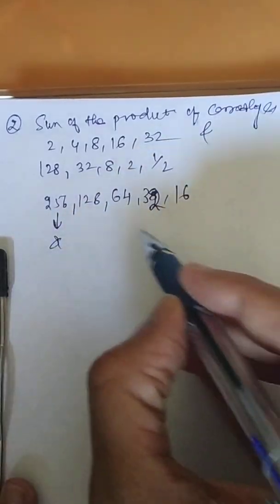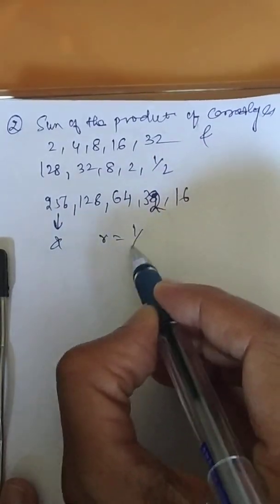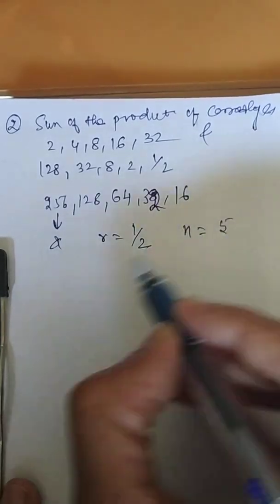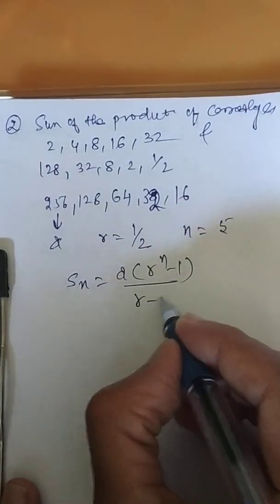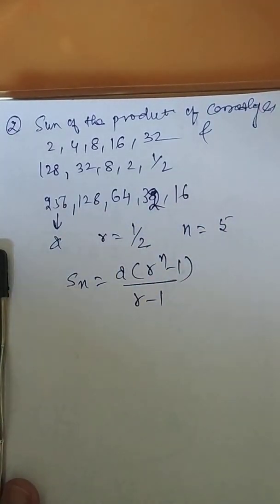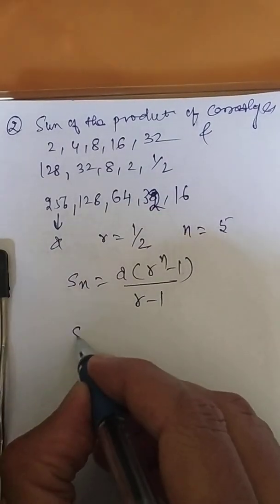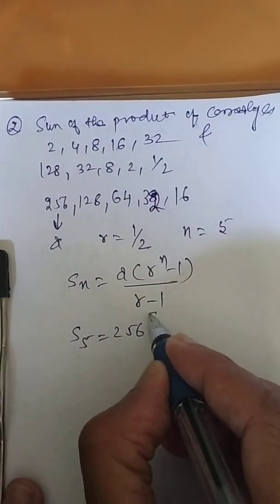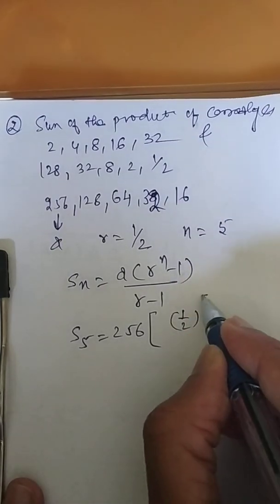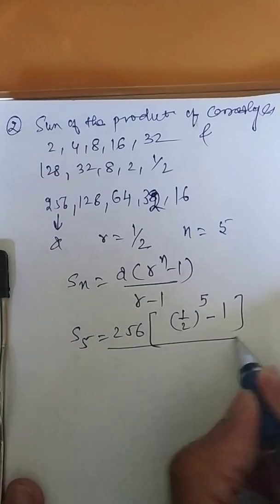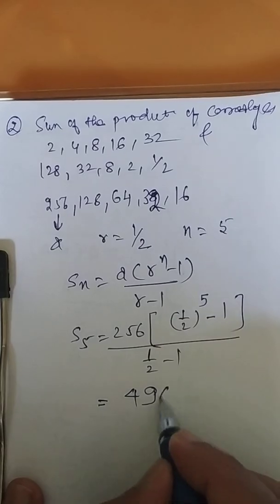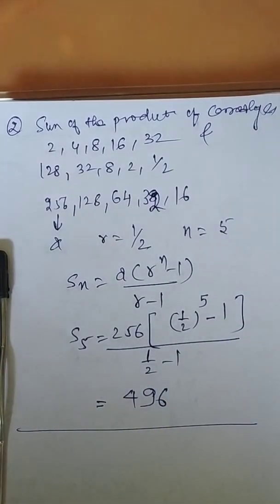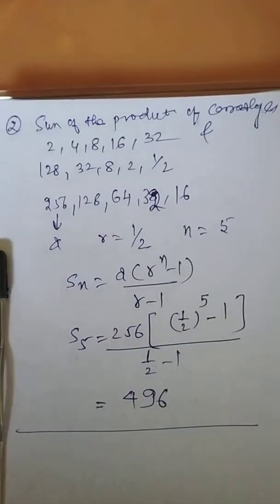This is nothing but a GP with a equal to 256, r equal to half, and n equal to 5. Now find Sn equal to a into r raised to power n minus 1 upon r minus 1. Replace all the values. S5 will be 256 into half raised to power 5, minus 1, the whole divided by half minus 1. Go on simplifying. You will be getting the answer as 496, and if you add the terms directly, you also get 496.